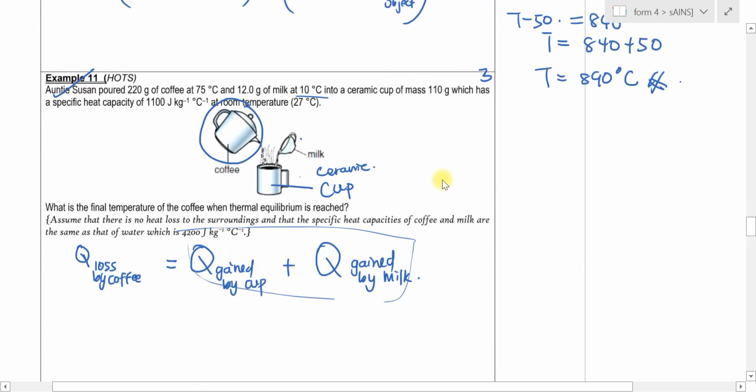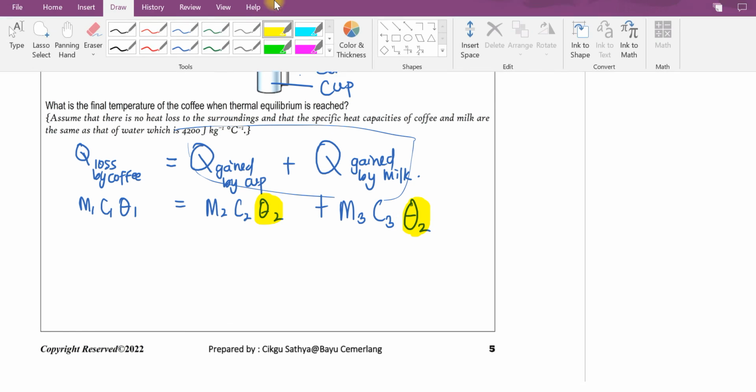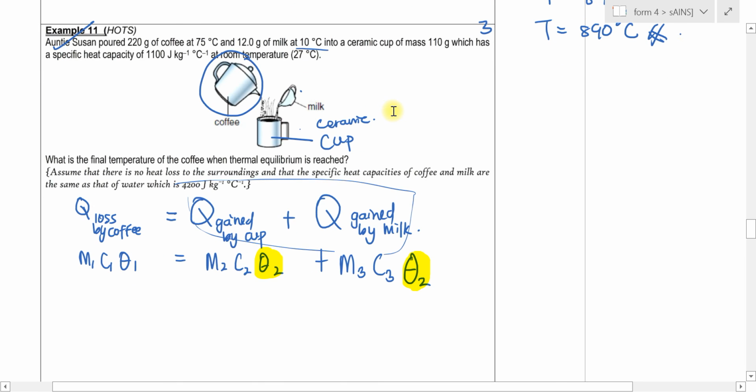It is 20 here also, 20 here also. So M1 C1 theta 1 equals M2 C2 theta 2 plus M3 C3 theta 2. Notice that the theta should be the same. It will not change. Okay, so for the coffee first. The coffee is 220 gram, so 0.22 kg. And the specific capacity of the coffee is how much?